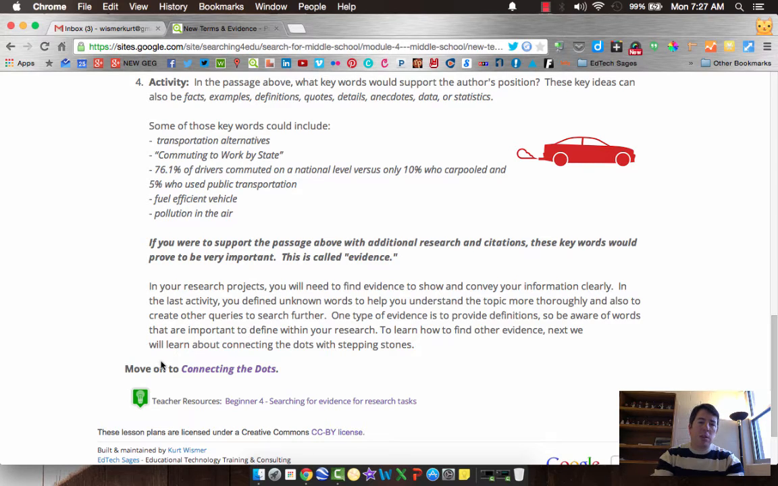Next, we're going to move on to connecting the dots, also called stepping stones, in which case we may find 4 or 5 levels deep, and we have to connect those dots to get to that end point. So that's where you'll go next. Move on to connecting the dots.